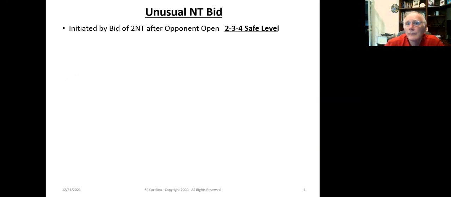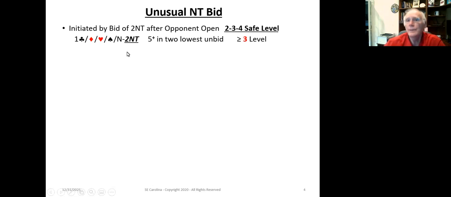Unusual no-trump is initiated by bidding 2 no-trump after the opponent opens. Pretty easy. Now what I want to point out is when it's safe to bid 2 no-trump. So how is it initiated? If the opponent opens one club, diamond, heart, spade, or one no-trump, and you bid 2 no-trump, what you're doing is initiating unusual no-trump. And it shows 5+ cards in the two lowest unbid suits.